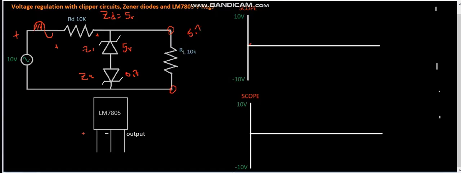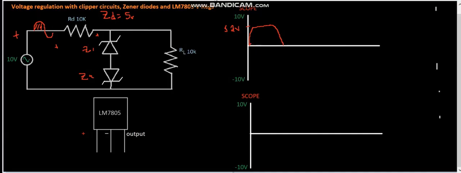5.7 volts. So let's draw that on the scope. I've got, we'll say it's somewhere around there, 5.7 volts. So it goes up and conducts like that and then back down.